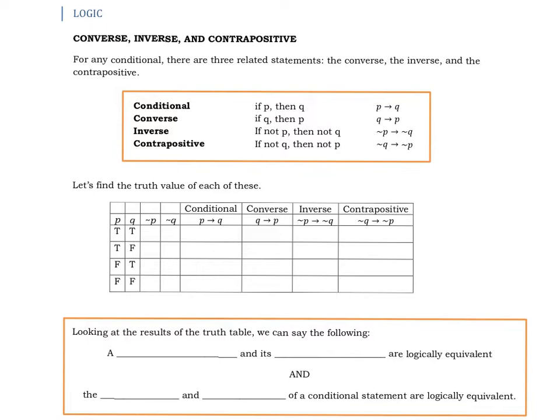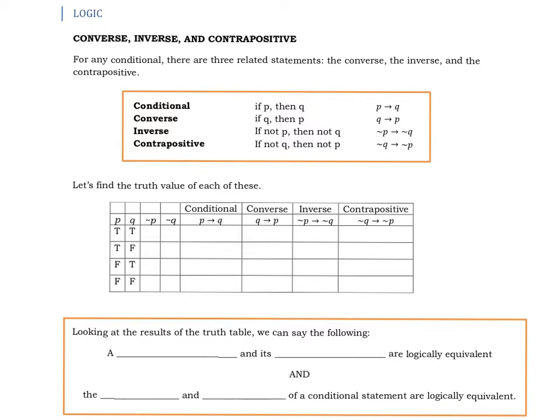The inverse keeps the conditional in the same order, if P then Q. It just negates both the P and the Q. And then the contrapositive flips the if and the then for an inverse around. Okay, so there are some definite connections between the four different kinds of statements.